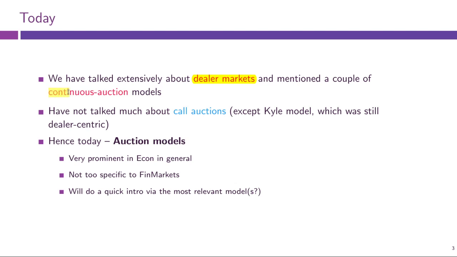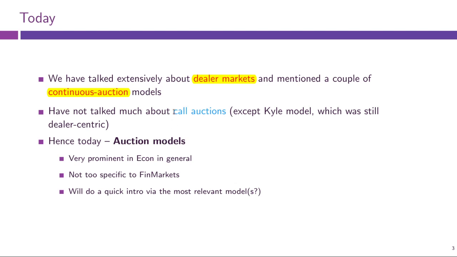So we had a couple of models of continuous auction markets with limit order books. These were the Glosten model and the Parlour model. Their traders arrived at the market sequentially, and they submitted their orders sequentially, but effectively there was no batching. Traders' orders were not batched together to be executed in packs.